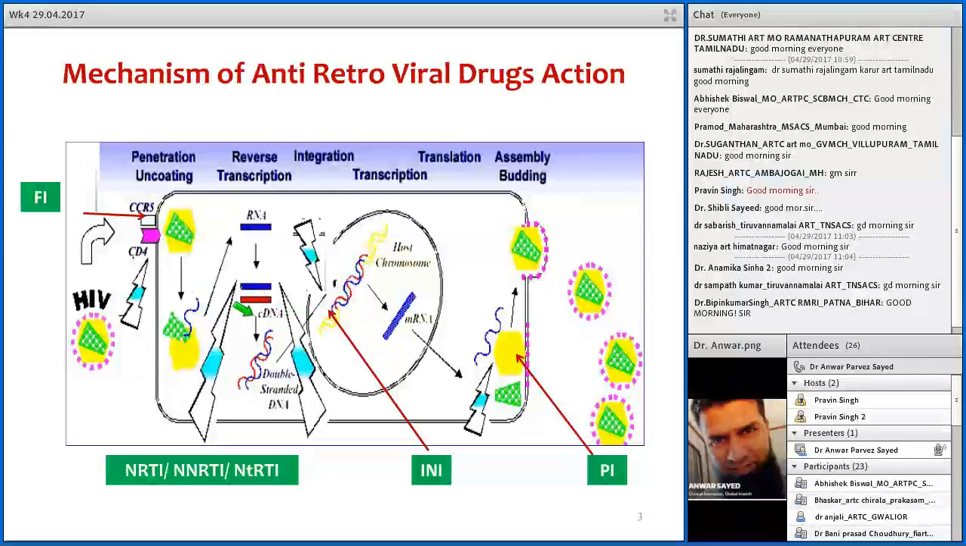We have integrase inhibitors, that is raltegravir we spoke about, which is being used in the 3rd line, and the protease inhibitors, which we commonly use in the 2nd line, and in some scenarios we use in the 1st line also. And one of the protease inhibitors, that is darunavir, we are using as a 3rd line. So this is in short the mechanism of action of antiretrovirals, which we have extensively discussed in the previous sessions.